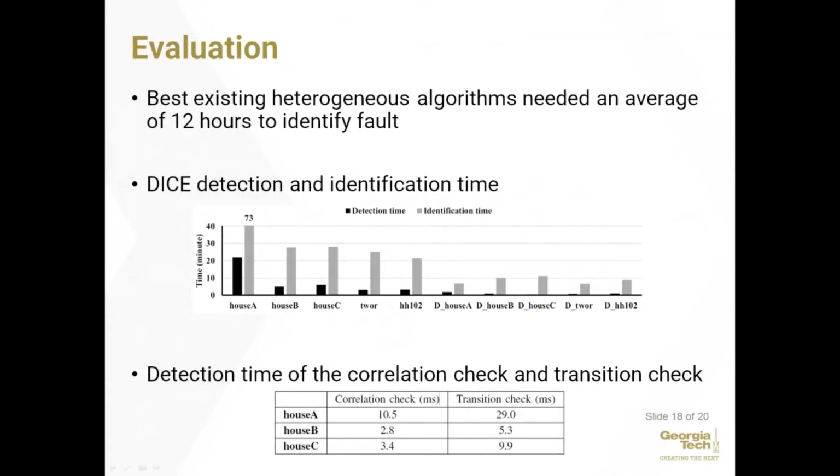So as I've said, 12 hours is the average for existing systems. In the best case, DICE takes about 7 minutes to detect that a fault occurred on average over the 10 systems. In the worst case, it's about half an hour. And the identification time will always take longer than the detection time, because the identification time includes the detection time and then actually figuring out which sensor is actually not working.